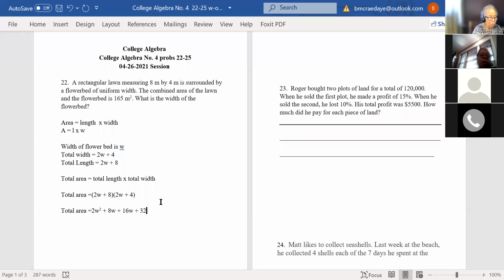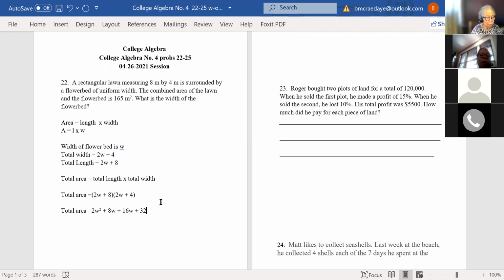All right. So I know you don't see the screen, right? No. Okay. But are you following? We have a rectangular lawn, and we're given the dimensions 8 meters by 4 meters, length times width. And it is surrounded by a flower bed, uniform width. The combined area of the lawn and the flower bed is 165 square meters.